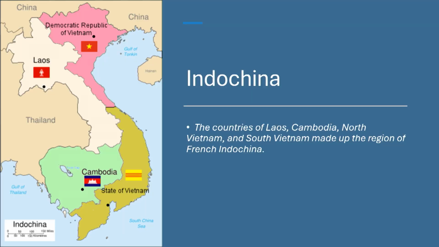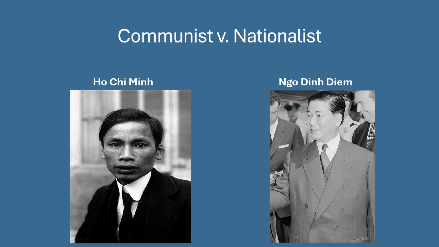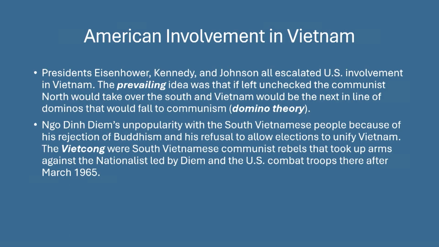Well, here's a picture of the region. You have the Democratic Republic of Vietnam in the north, which is communist. You see the yellow star on the red background. And in the south, you had the state of South Vietnam, which was nationalist. On the left, you have a young Ho Chi Minh, who's the leader of communist North Vietnam. And then on the right, you have Ngo Dinh Diem, who is the nationalist leader of South Vietnam.